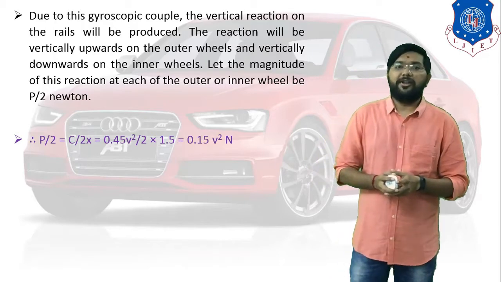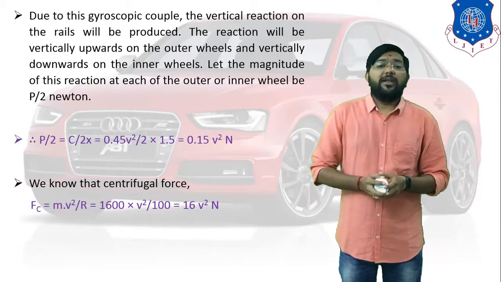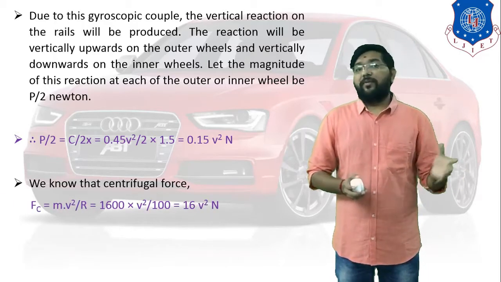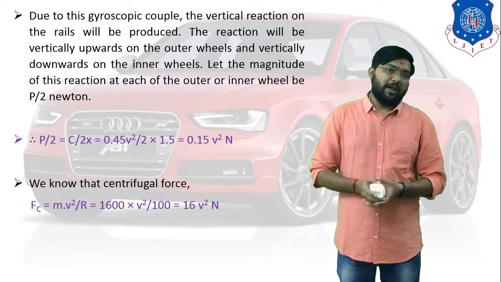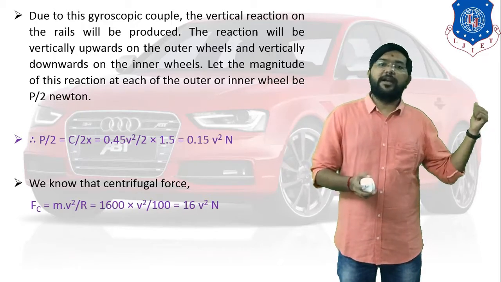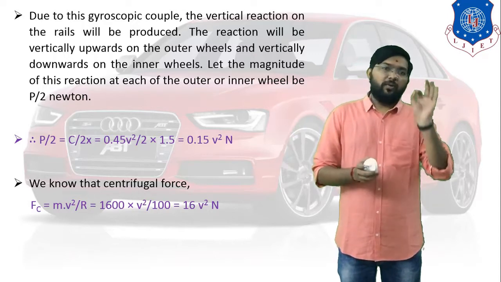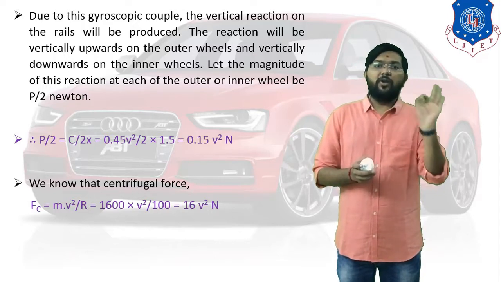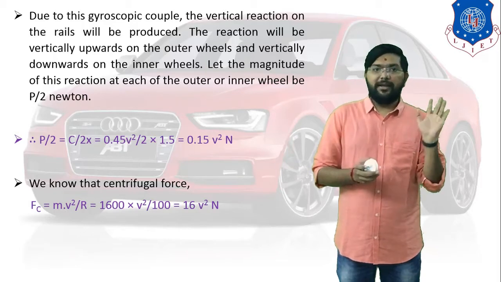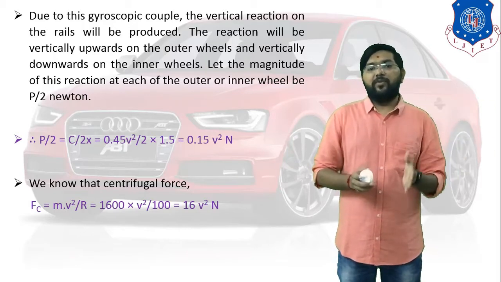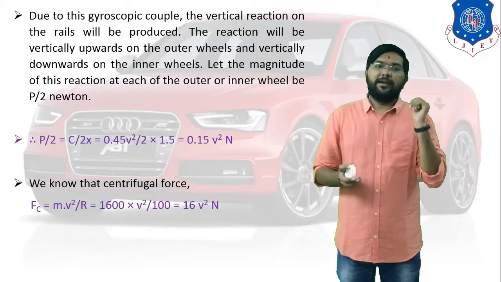Clear? P is a reaction. Now we know the equation for the centrifugal force, that is m omega square r, or another equation of the centrifugal force, that is mv square by r. Clear? So put all these values over here, then we have only one unknown term, that is V square. Clear? So the answer for the centrifugal force is 16 V square.